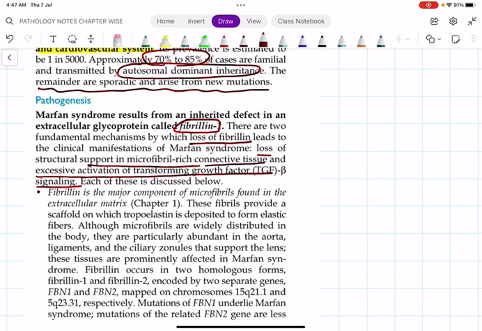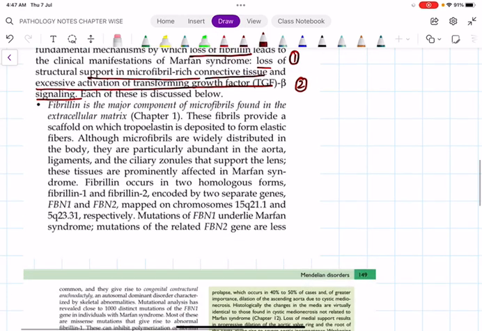Whenever there is a loss of structural support, the clinical manifestations may be due to two reasons. Number one is the loss of structural support because fibrillin 1 is mutated, and number two is because of excessive activation of transforming growth factor beta. Now let us see each of these manifestations. Fibrillin is mainly present in the aorta, in the ligaments of the joints, and in the ciliary zonules that support the lens. So these three tissues will be most commonly affected in Marfan syndrome.